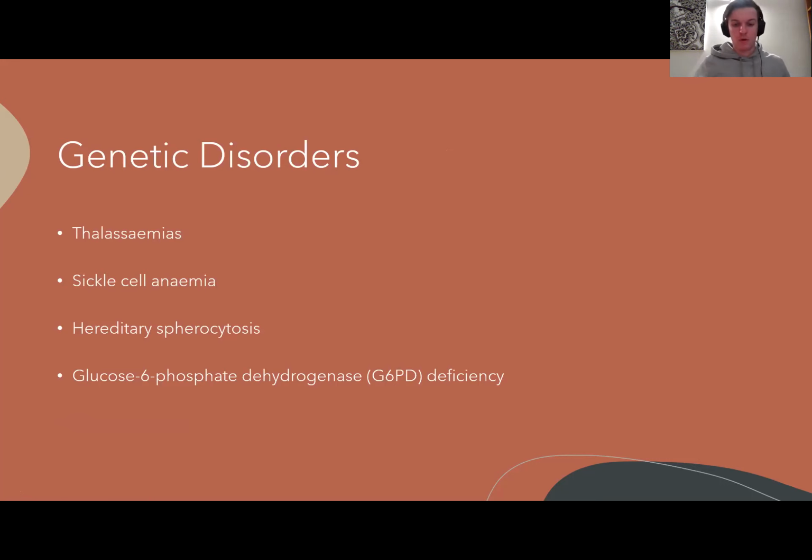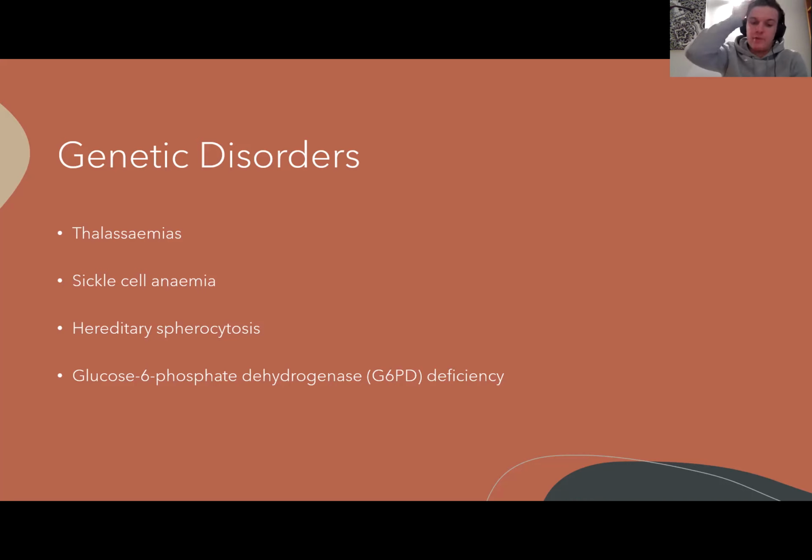Genetic disorders is what I'm going to talk a little bit more about. So, your thalassemias, your sickle cell anemias, hereditary spherocytosis, and G6PD. These are all things that people are born with and inherit from their parents in one way or another. So, these all cause hemolytic anemias. So, we'll talk about thalassemia first.